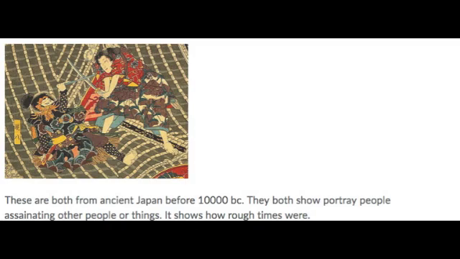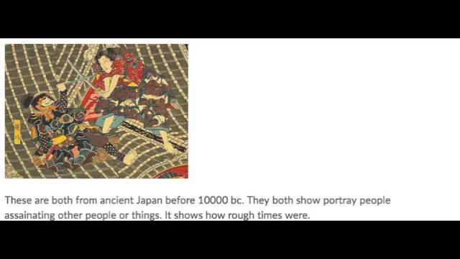It says these are both from ancient Japan before 10,000 BC. That's probably not accurate, because I don't think woodblock prints like this were taking place in Japan in 10,000 BC. In fact, I'm pretty sure that they were not. They both portray people assassinating other people or things.